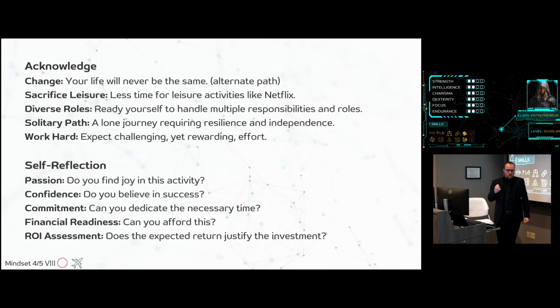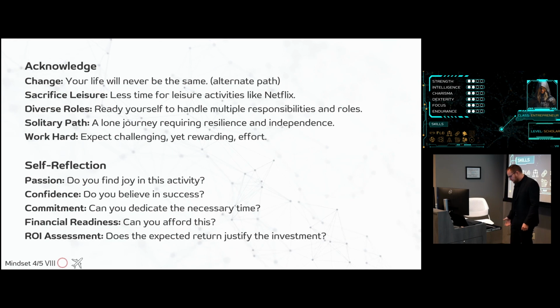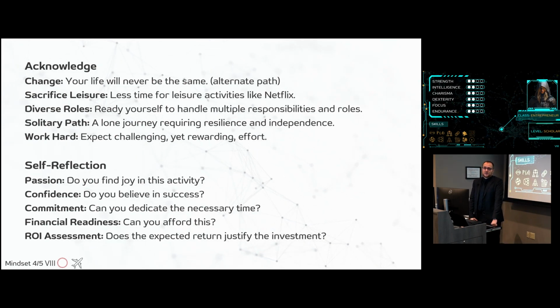You have to learn how to sacrifice yourself and how to work hard. You won't have time for Netflix. You won't have a lot of time to spend with family and friends. And this is an issue for a lot of people. So before jumping in, you have to understand the level of commitment.